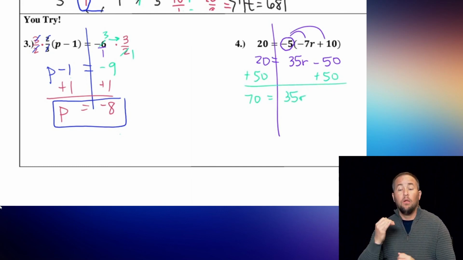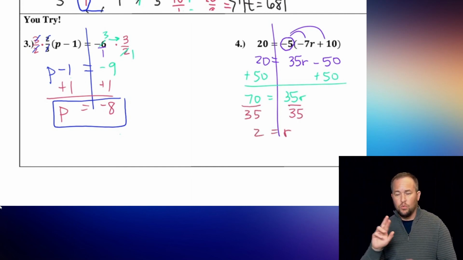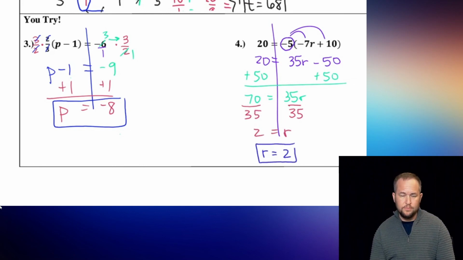Last step here, I'm going to get r by itself, divide both sides by that coefficient. So then I get 2 equals r. However, I'm not done because you must flip these around. So our final answer does need to be r equals 2. Go ahead and box in that answer.